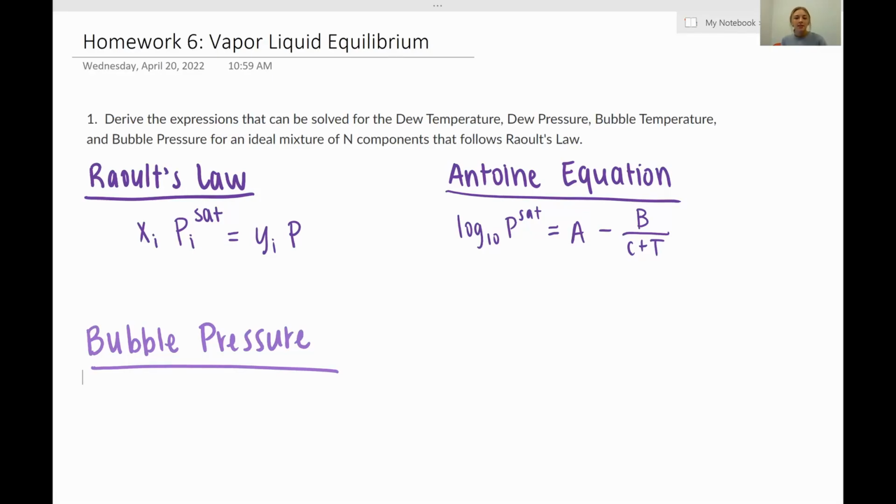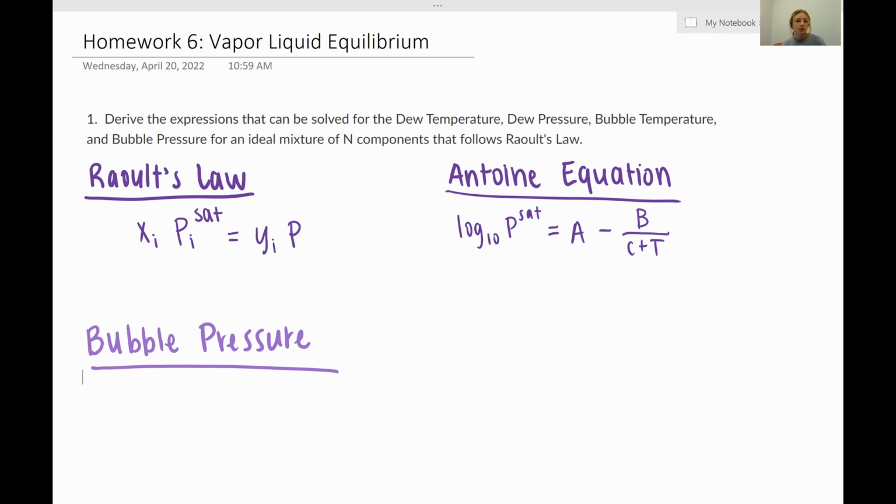Today we are going to be discussing vapor-liquid equilibrium in 5 different parts. For this first part, we are going to begin by talking about bubble point and dew pressure. More specifically, we're going to be deriving equations that can be solved for the dew temperature, dew pressure, bubble temperature, and bubble pressure for an ideal mixture of n components that follows Raoult's law.